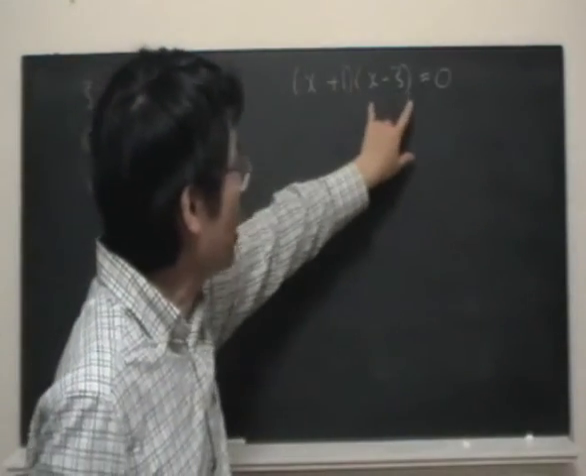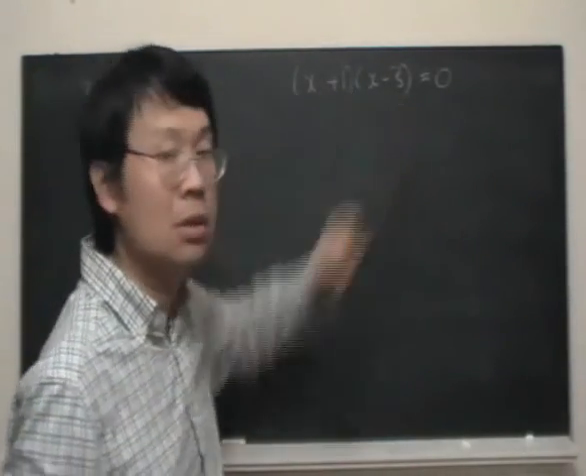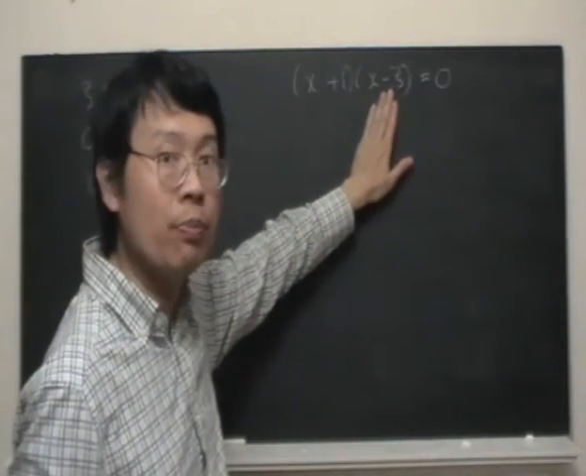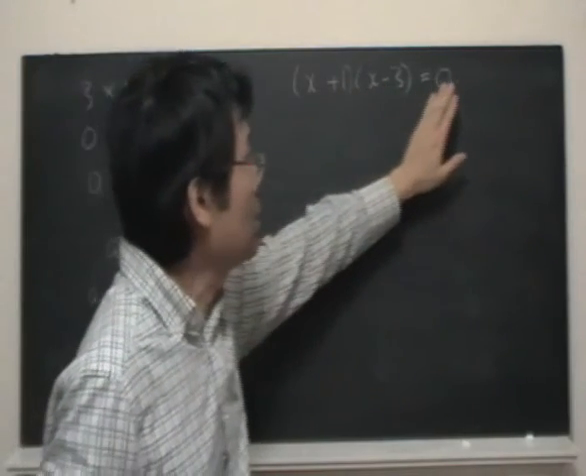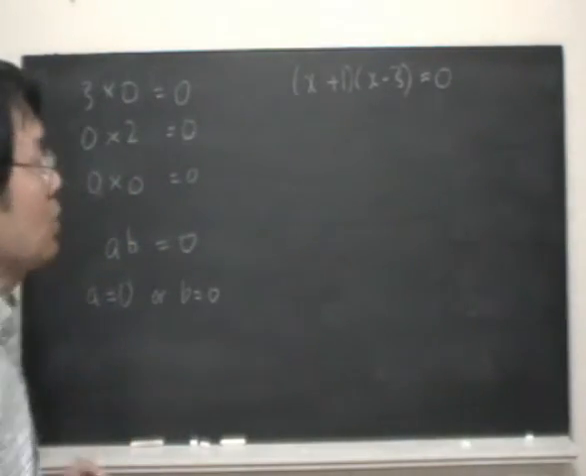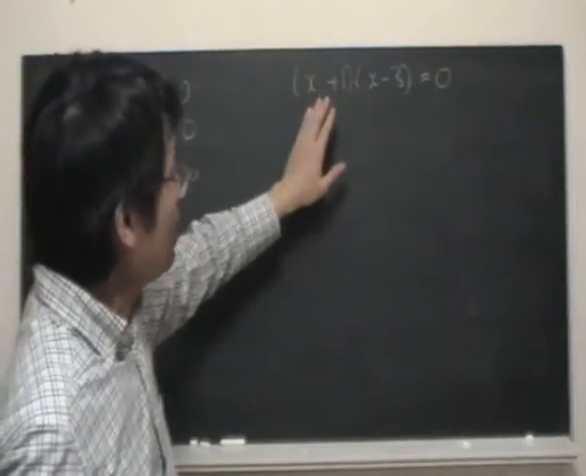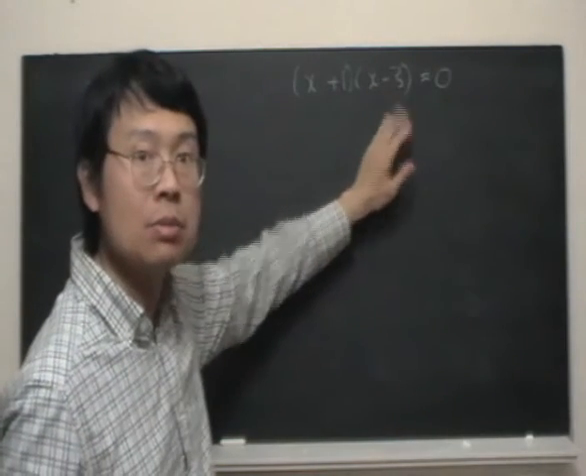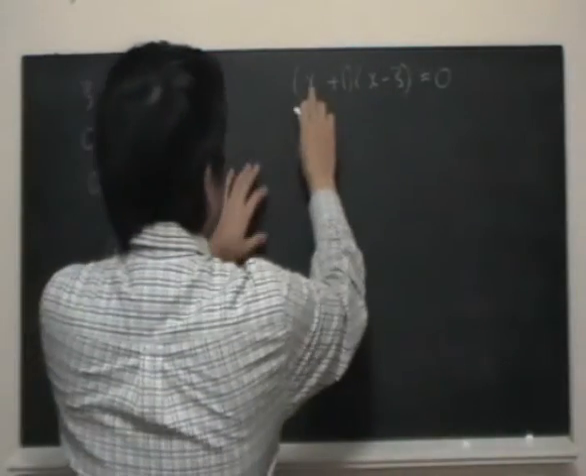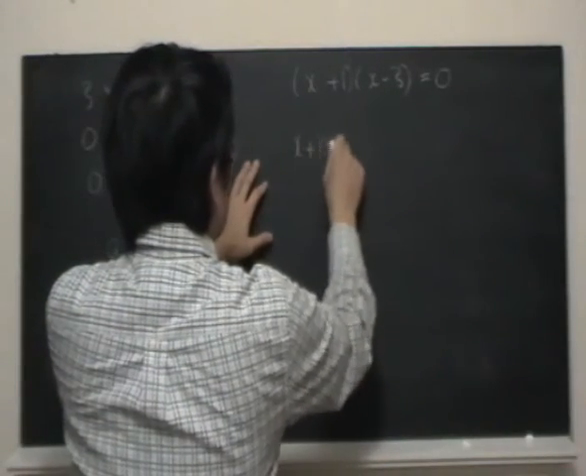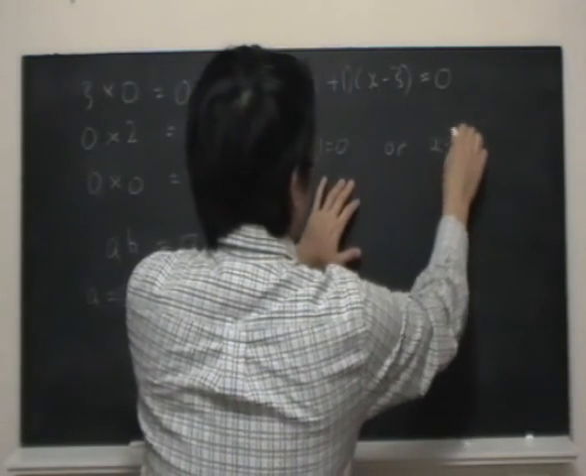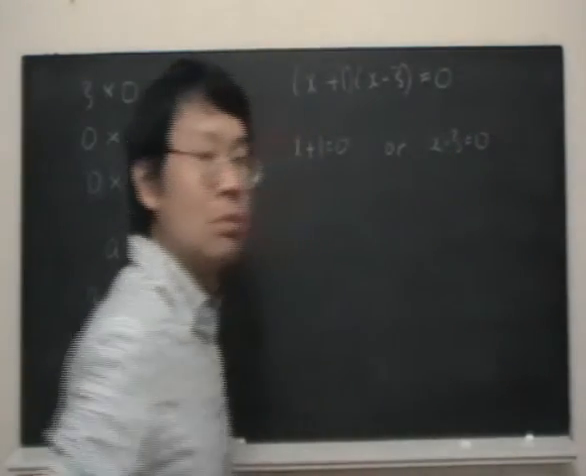So bracket times bracket really means number times number. So when you have this number times this number, this bracket times this bracket, you get 0. From what we have learned just now, it means that one of the brackets must be 0 or both. So it means that either x plus 1 must be 0 or x minus 3 must be 0.